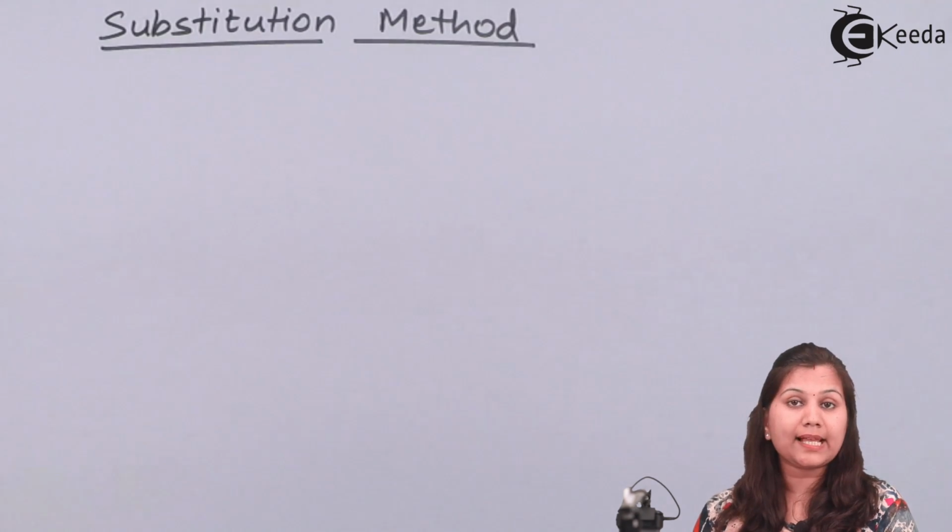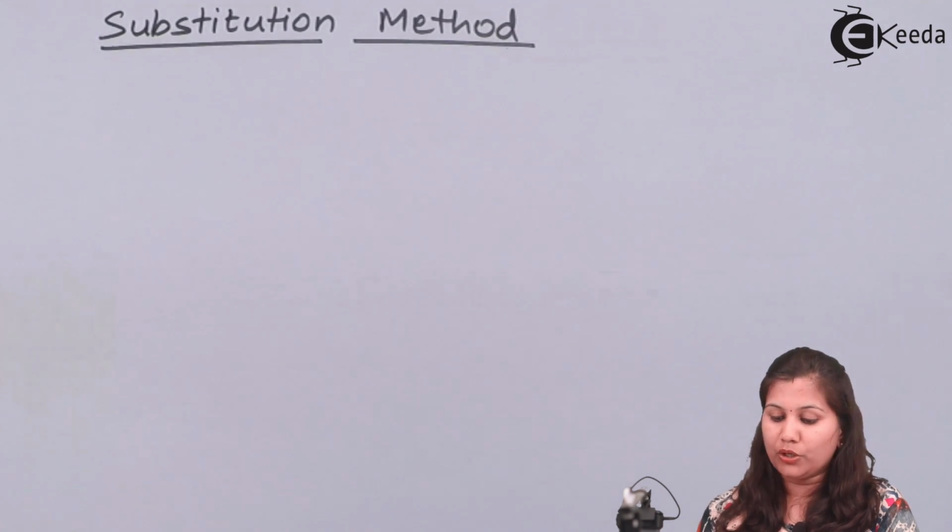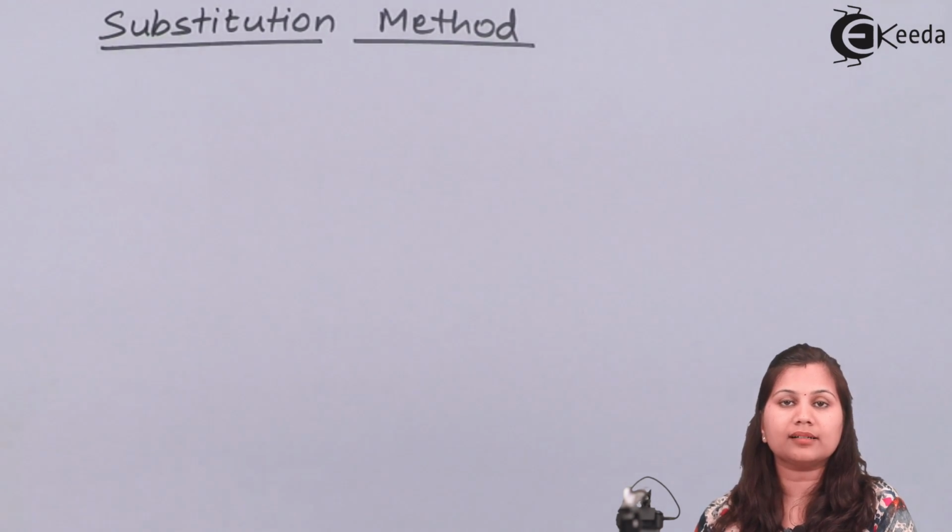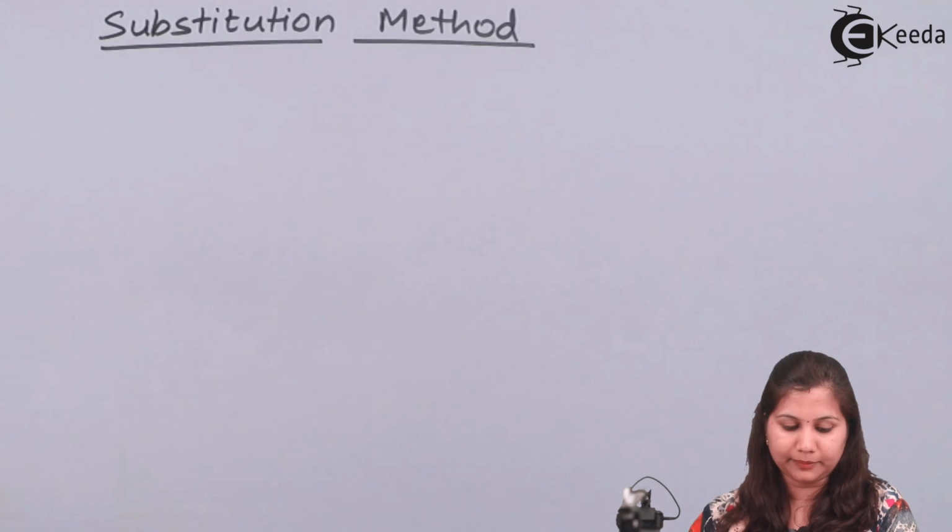As the name says, substitution method, so here we are going to substitute an unknown resistance whose value we want to measure with a standard resistance. So when we do this substitution, through that we will calculate the value. So let us first see the circuit diagram for this method.